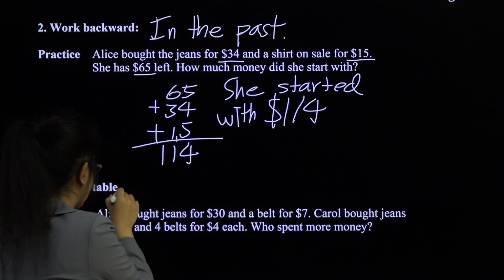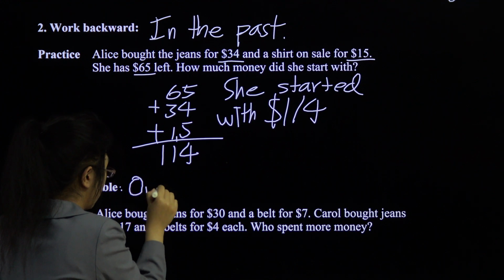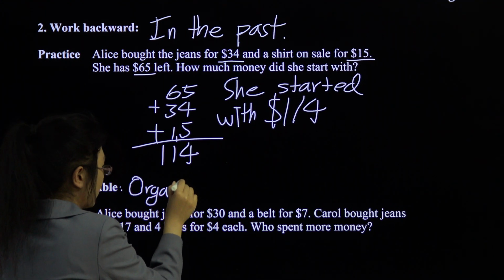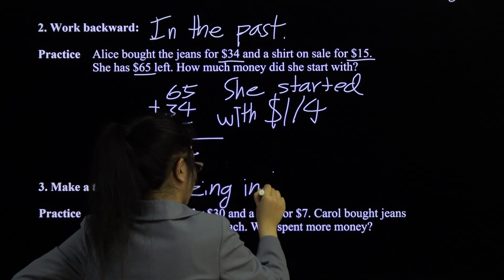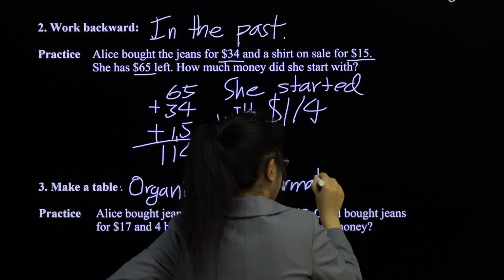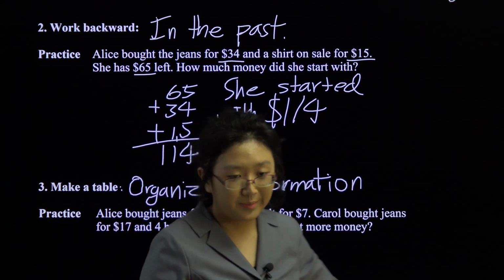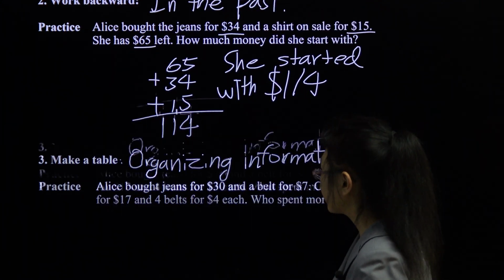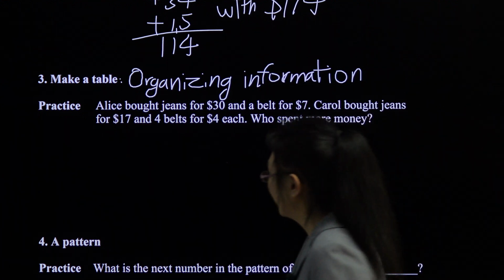Now there's also make a table. Make a table is for organization, organizing information. It's very helpful when you get confused. But sometimes, in younger grades, making tables is also used to find patterns, usually. In older grades, well, you just go with straight up algebra, i.e. a pattern.